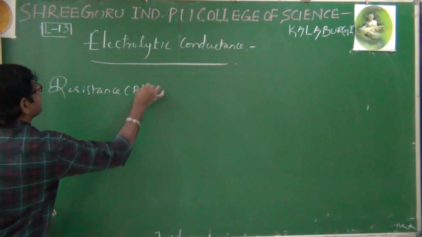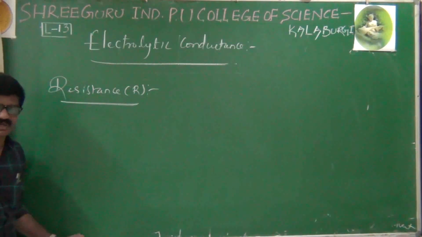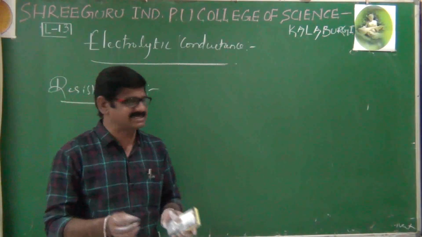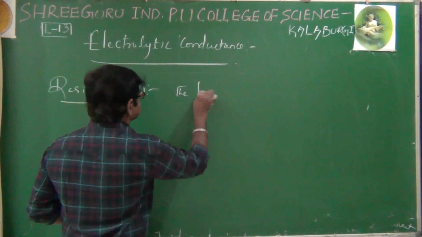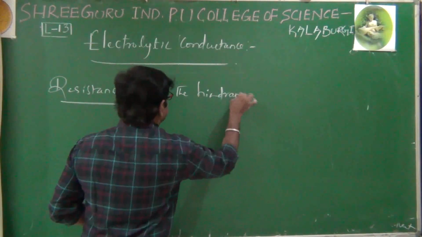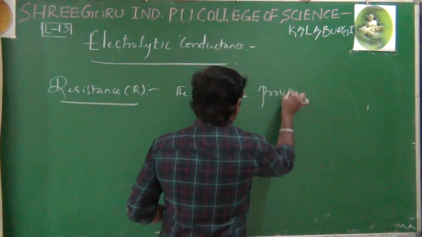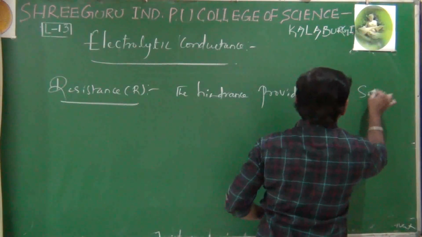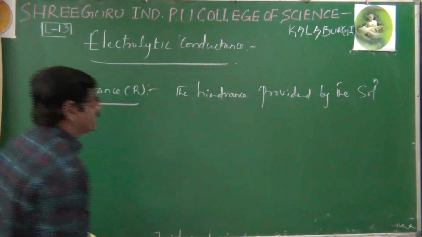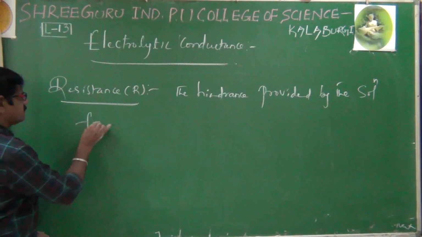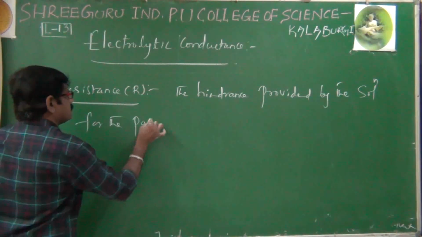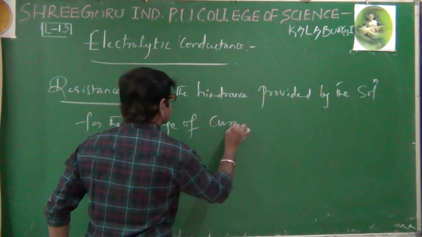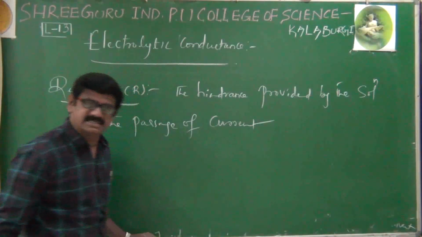Resistance is designated with the symbol R. What is resistance? Resistance is nothing but the hindrance provided by the solution for the passage of current. That's it.